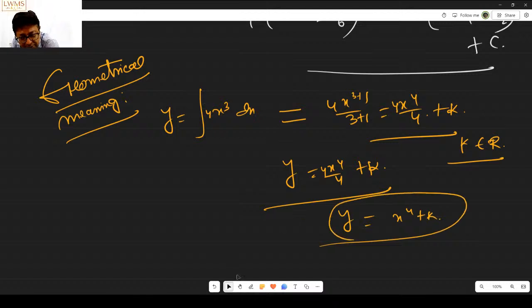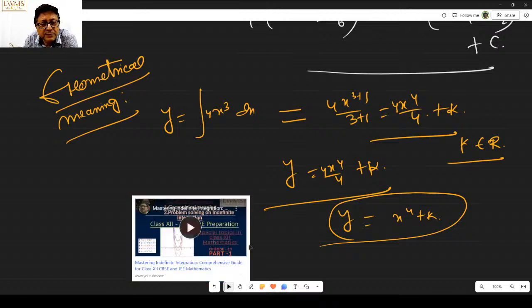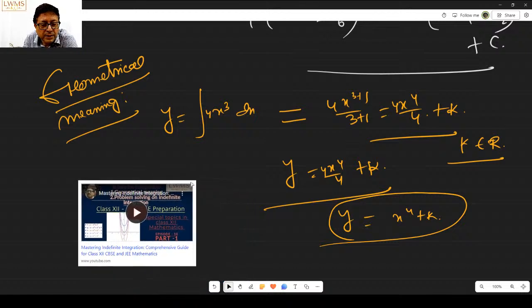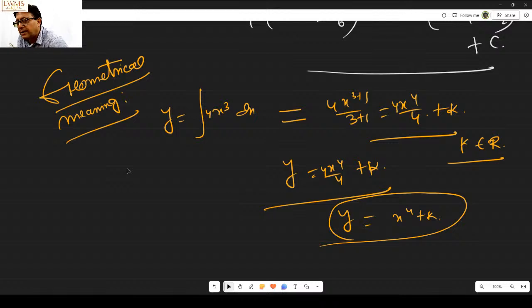If you take k equal to 0, 1, 2, 3, 4 in this manner, y equal to x^4 plus k will give you a family of curves. Can you plot the family of curves here? You can. You take k equal to 0, you try to plot x^4, then k equal to 1, then you plot. Okay, try.